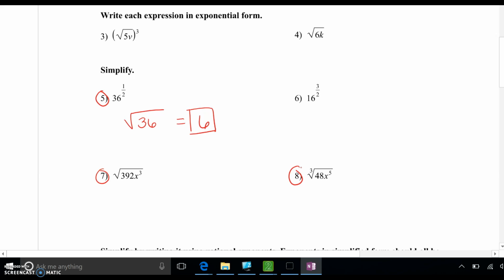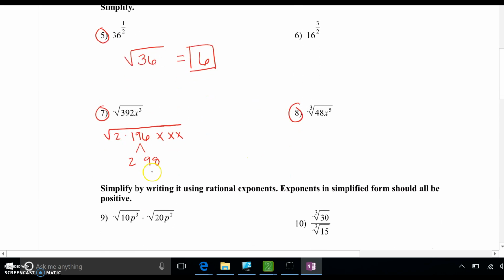And so if we break it down and just divide 392 by 2, we get the square root of 2 times 196, and then we have x cubed, so I'm going to write those out like this because we're looking for groups of 2. Okay, and so I'm going to break 196 down, and it's going to go to 98. Okay, I'm going to break 98 down, which is going to give me 2 and 49, and when I break 49 down, I'm going to have 7 times 7.